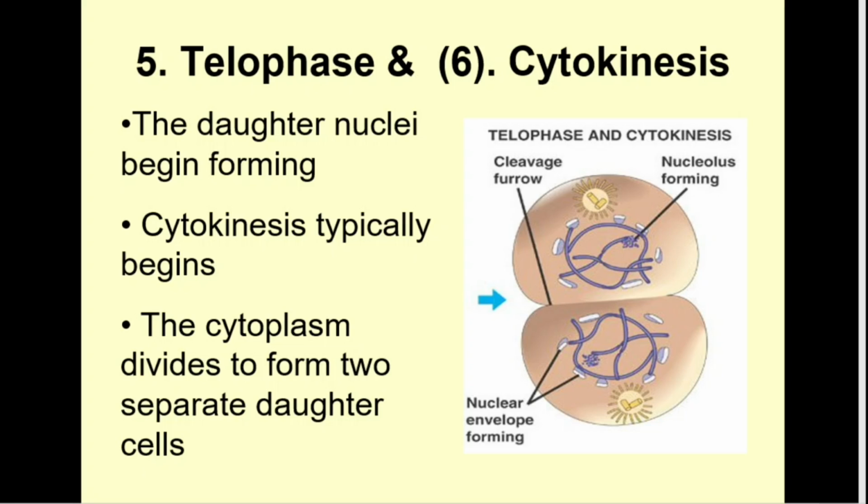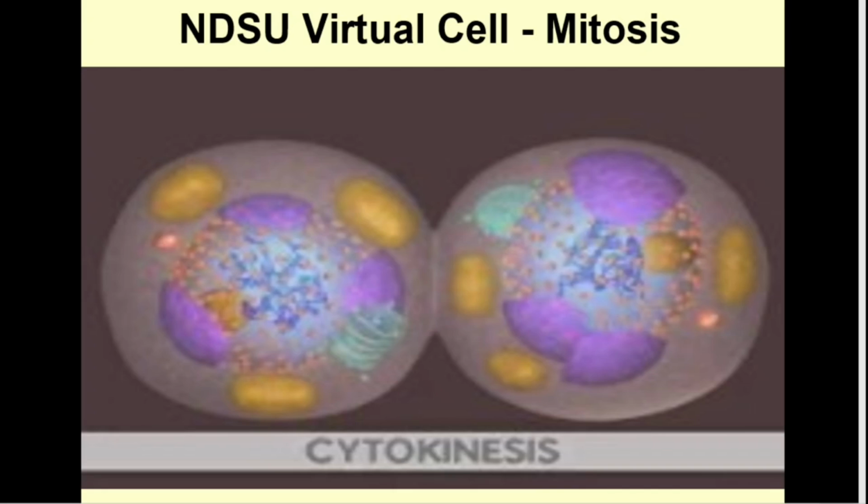So we end up at the end of mitosis with two daughter cells that are diploid and genetically identical to each other. I wanted to show you this animation from NDSU Virtual Cell. It is available separately on YouTube, and it's a really good animation that shows the process of mitosis. They also do one for meiosis that we'll look at in the next section.